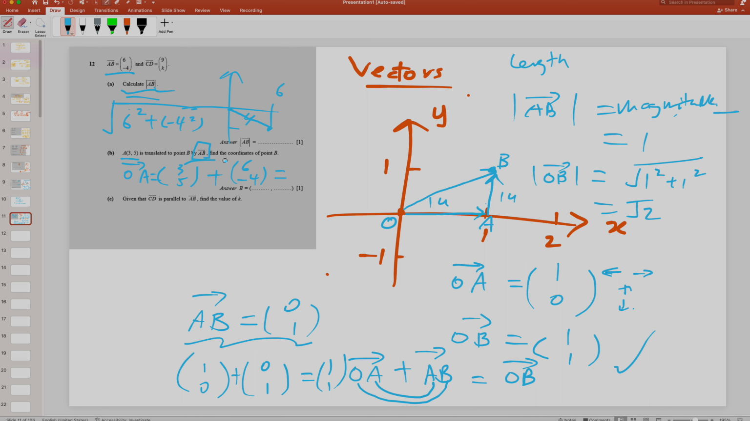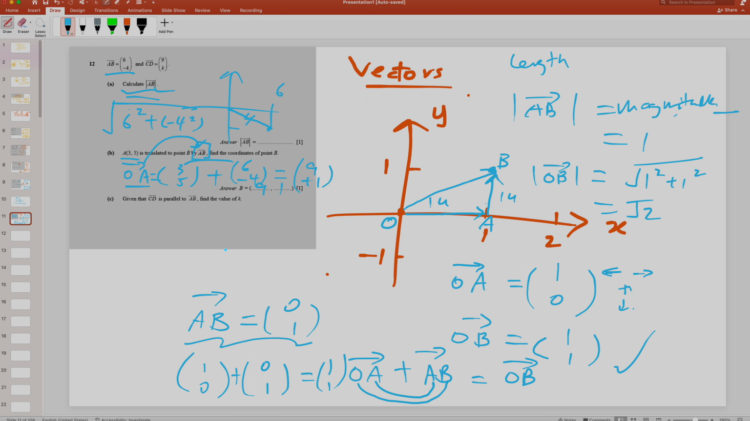You can add, right? Because OA can add with AB, then you get OB. So therefore it's 9 and positive 1. So it's 9 and 1. So you get the vector format, then you change it back to the coordinate format.